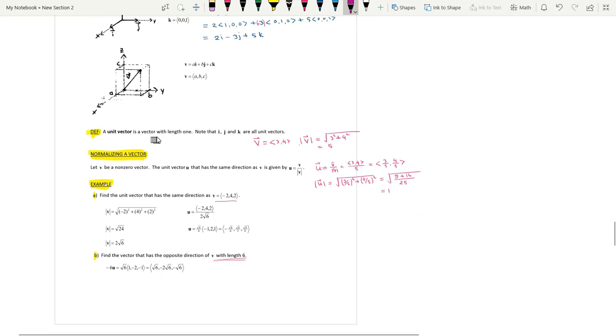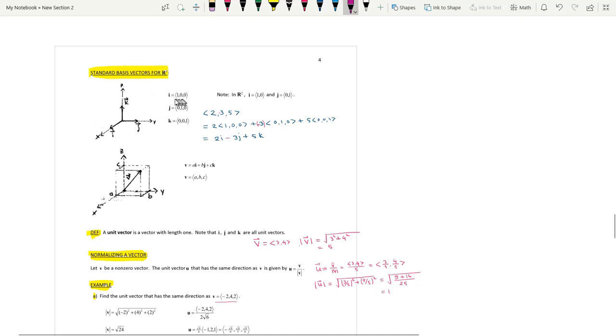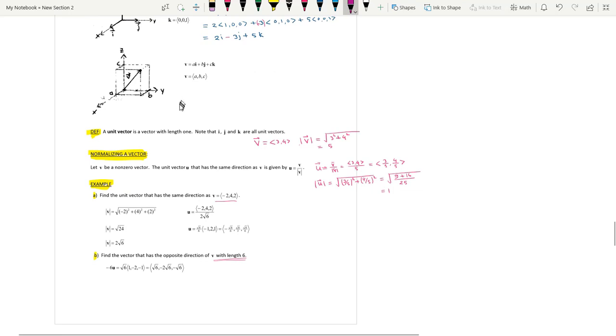Now a unit vector is a vector that has length 1, and i, j, k are all unit vectors. If you want to find the length of this vector, it would be the square root of 1 squared plus 0 squared plus 0 squared, which is 1. So it is a unit vector. Now how can we normalize a vector? Suppose you have a non-zero vector b, then the unit vector u that has the same direction as b is given by this formula. That means if you divide the vector b by its magnitude, you get the unit vector which has length 1 but goes in the same direction as b.